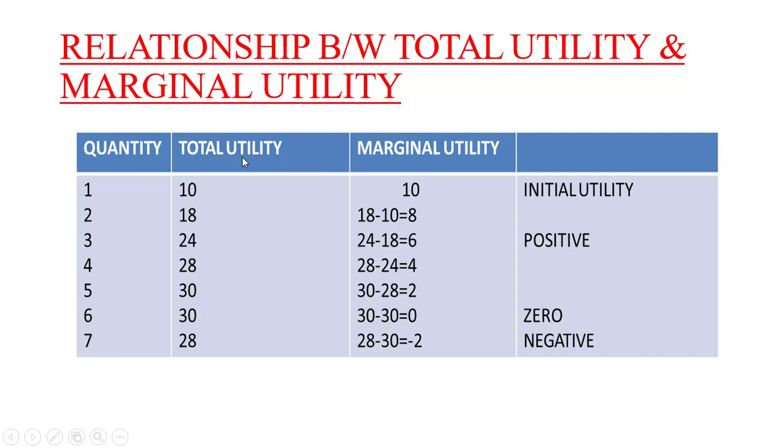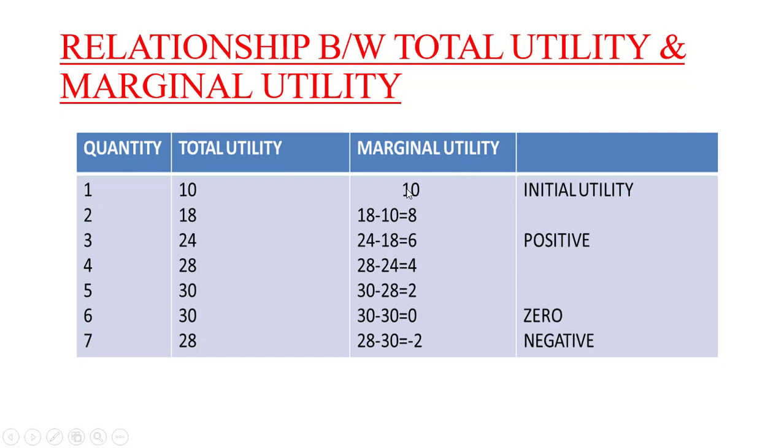Now total utility means the sum of the utility, sum of the satisfaction which you get by consuming some kind of goods. Now in this example, it is given some numbers here: 10, 18, 24, 28, 30, 30, 28. So now these are just the numbers, that is how much satisfaction you are getting by consuming some kind of goods. This is the quantity, how much quantity you are getting to consume, and this is the total utility, total satisfaction, how much you are getting by consuming this many quantity.